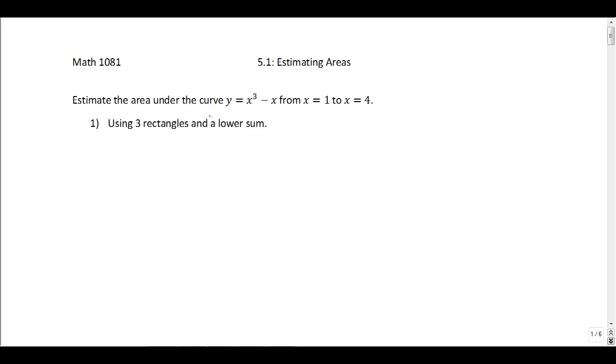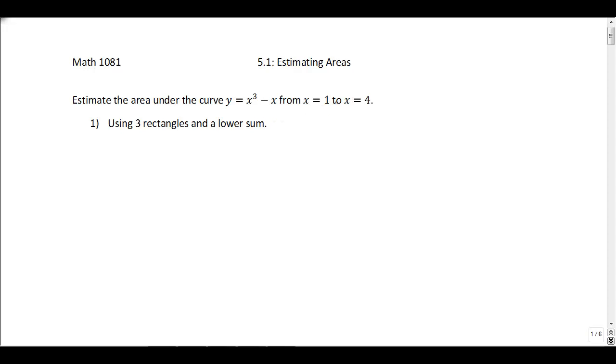So these are some problems dealing with estimating the area under the curve, possibly in a Calculus 1 or a Calculus 2 class. Here, maybe end of Calculus 1, start of Calculus 2, perhaps. First problem here, we're going to estimate the area under the curve y equals x cubed minus x from x equals 1 to x equals 4.